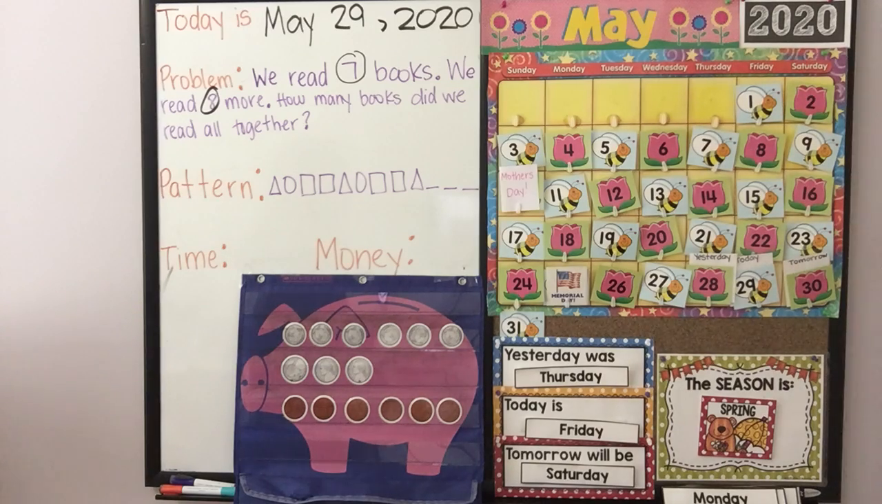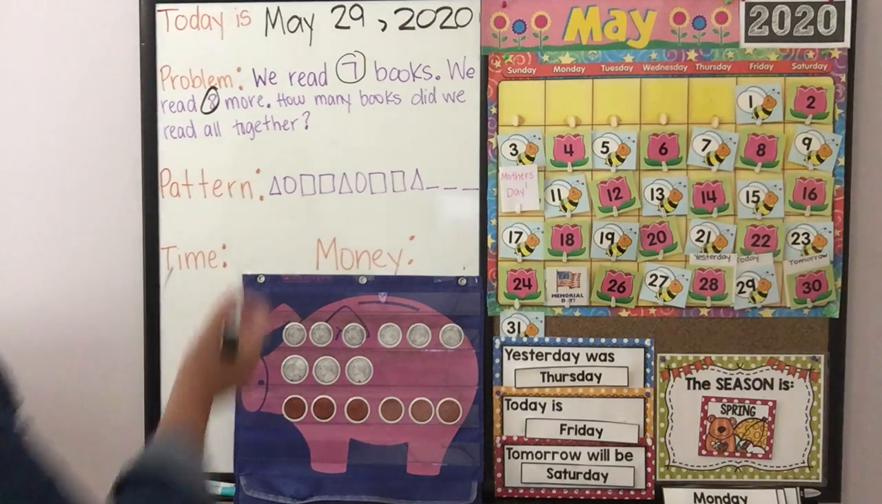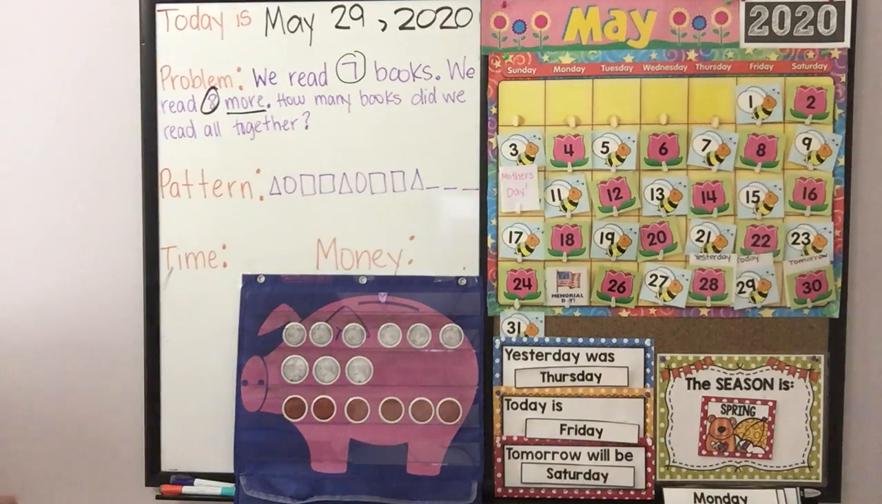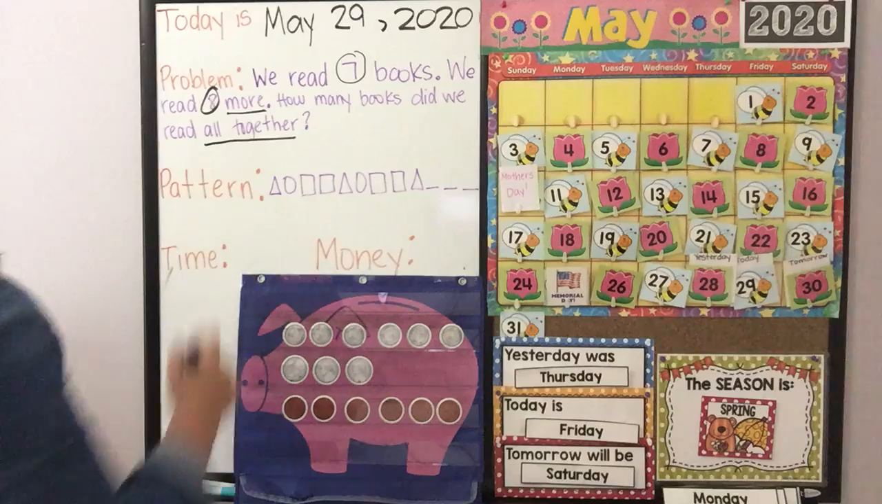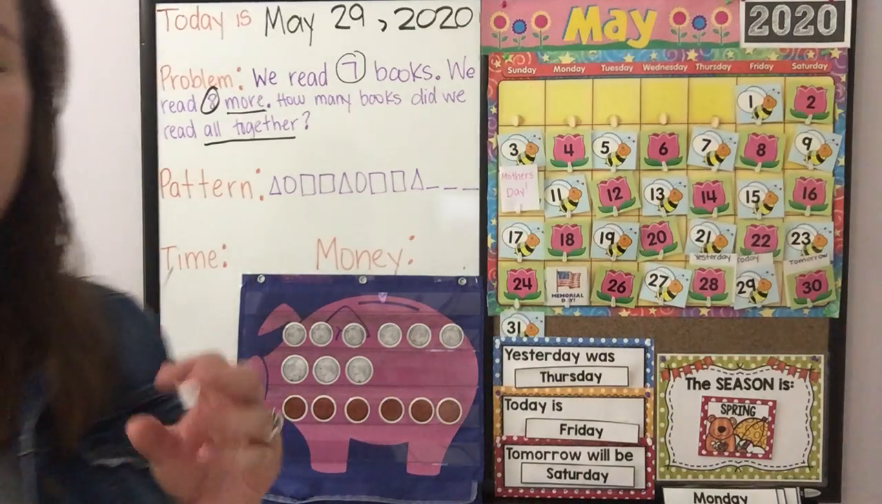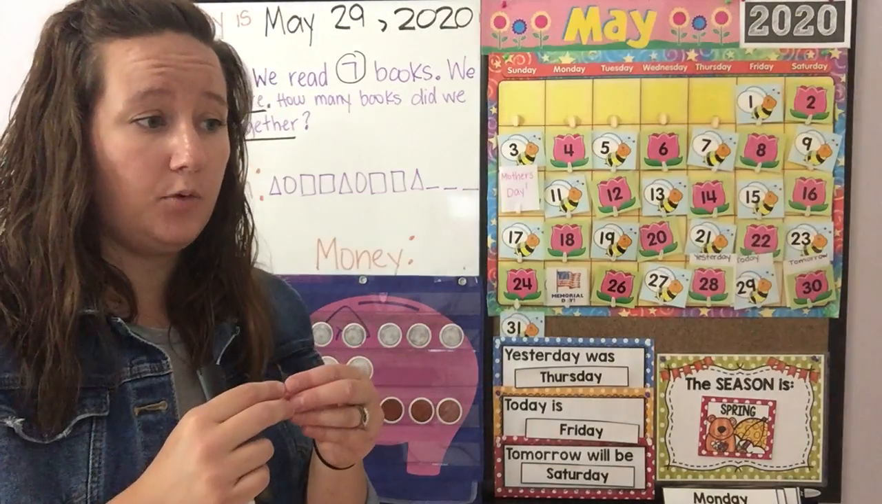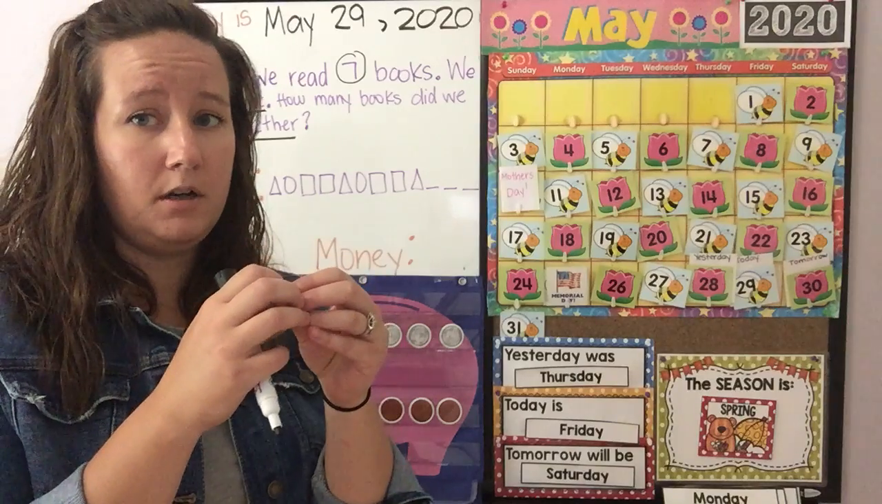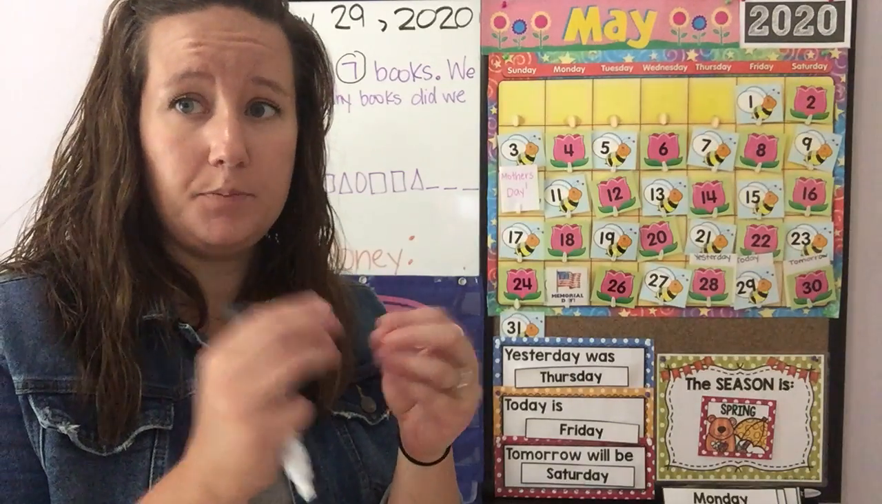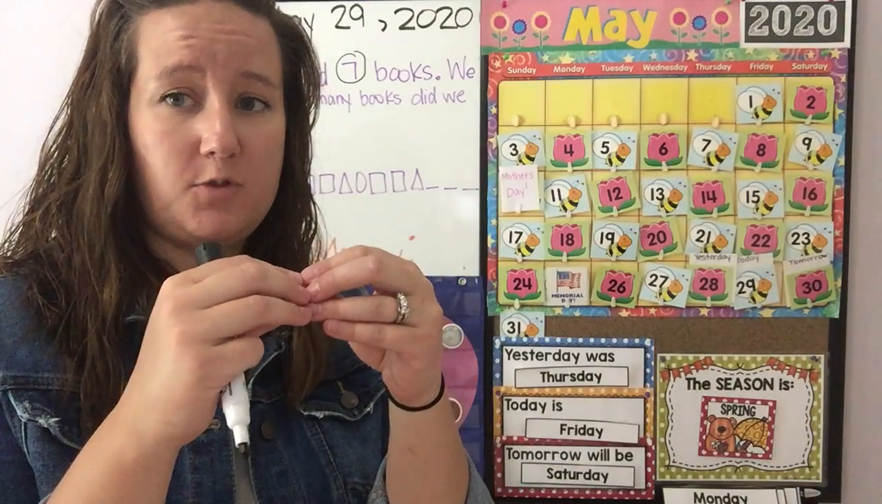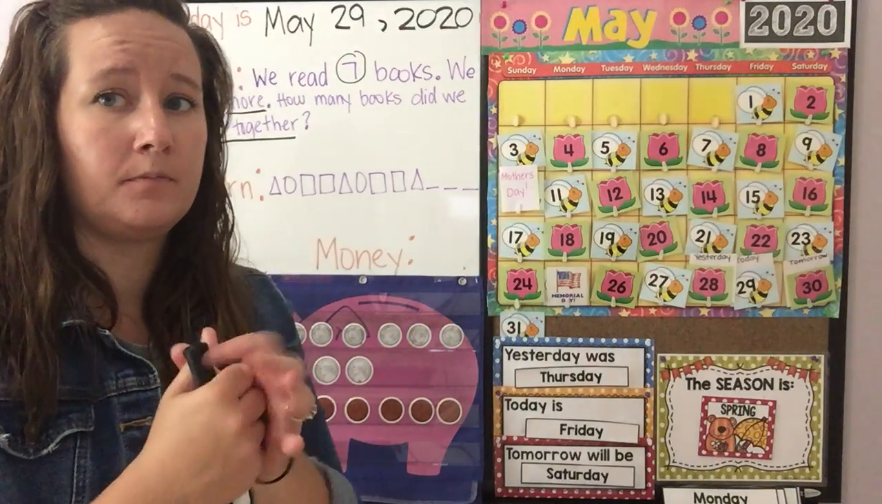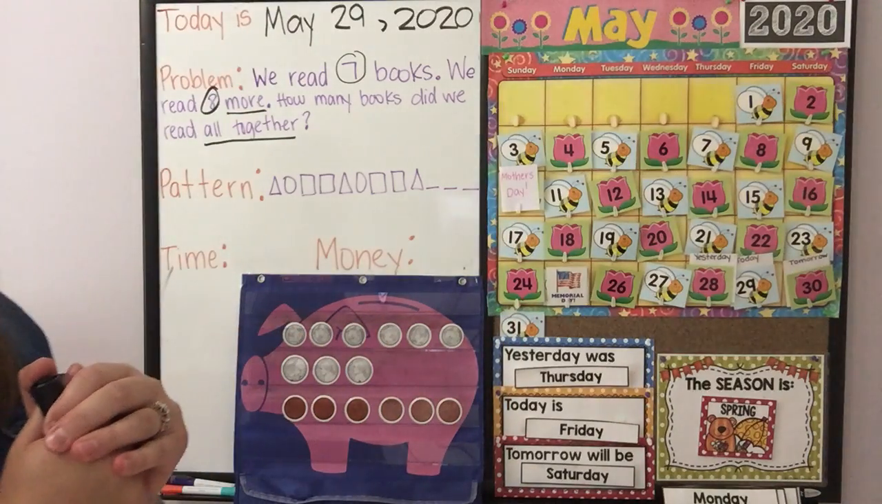And now we need to figure out, are we going to add those numbers together or are we taking away? So let's look for some clue words. We read 7 books. We read 8 more. More is a clue word. How many books did we read all together? All together is another clue. So if we're asking for more and we're putting numbers all together, does that make you think of adding, putting things together, or does that make you think of subtracting and taking away? It should make you think of adding.